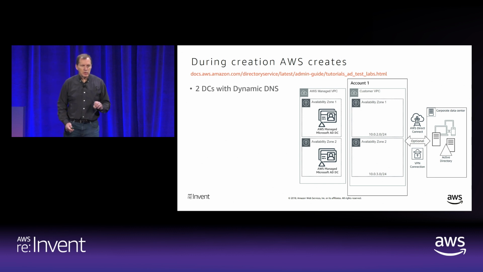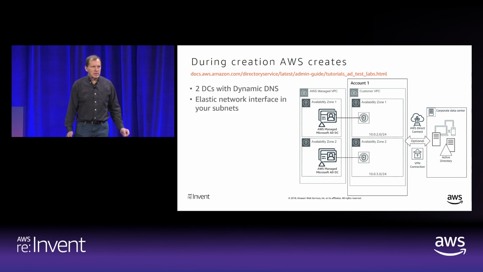With this all in place, what you do is you go in and create the managed AD, which creates 2 domain controllers with dynamic DNS installed on them. Those 2 domain controllers exist in a VPC that AWS manages, but they're installed in the same availability zones that you're in. And then we create elastic network interface connections that go into your VPC. So you see it as just IP endpoints.